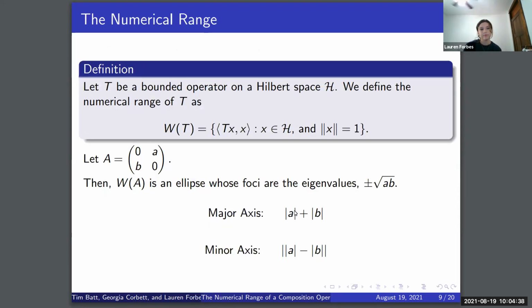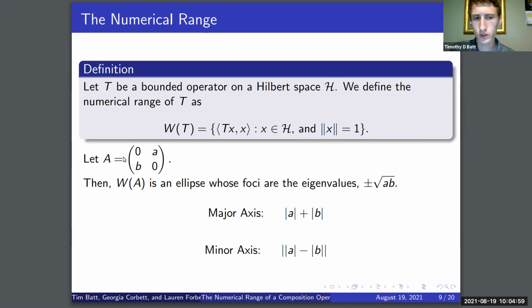All right, let's start with the definition of numerical range. Letting T be a bounded operator on our Hilbert space, we define the numerical range of T as the set of all inner products of T times an element X with an element X of the Hardy space such that X has a magnitude of 1.